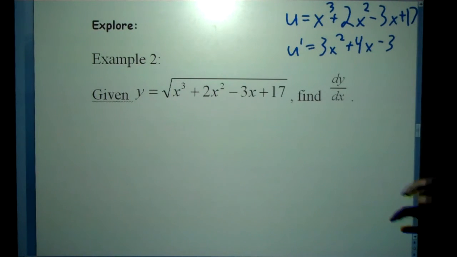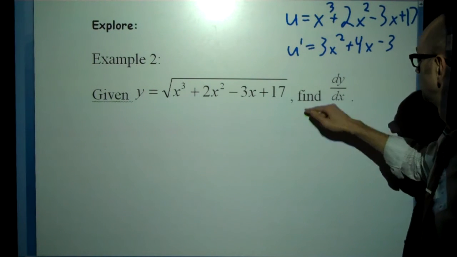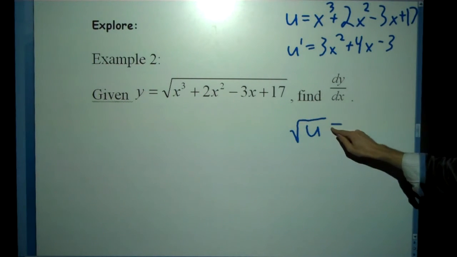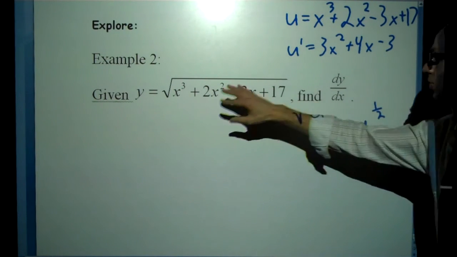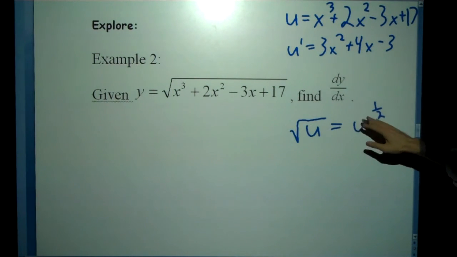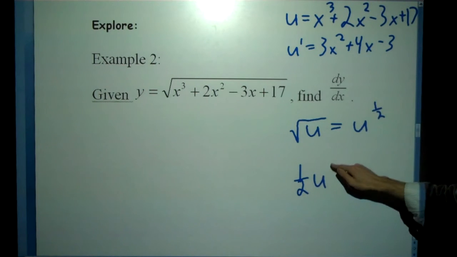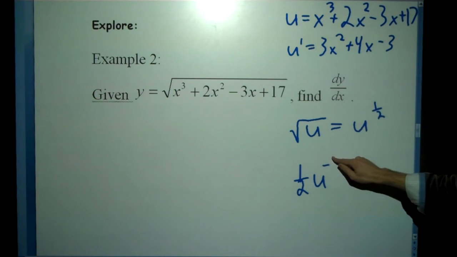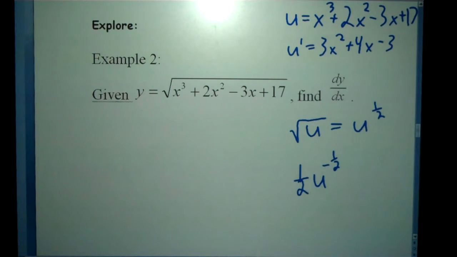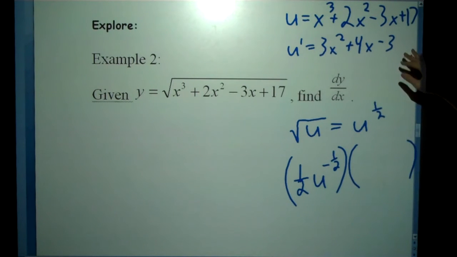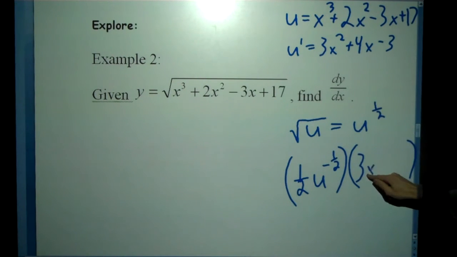And then what's our big picture? Well, the big picture is we've got a radical going on. And so it's like the square root of u. And we probably want to write that as u to the 1/2 power. Any radical can be written that way. So what's the derivative of u to the 1/2 power? Well, you bring the exponent out in front, so you have 1/2 times u, and then we lower the exponent by 1, so to the negative 1/2 power. And all of that is then going to get multiplied by the derivative of u. Well, the derivative of u is 3x squared plus 4x minus 3.